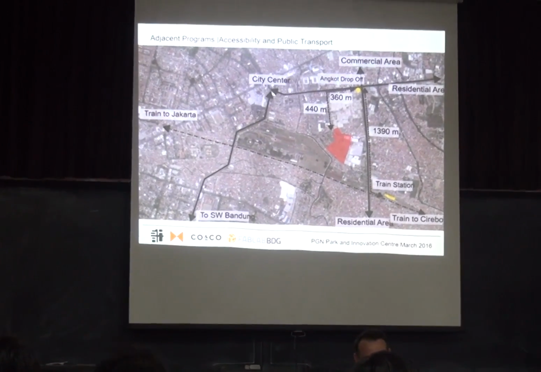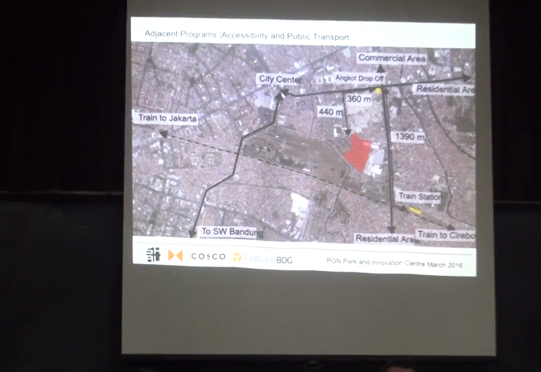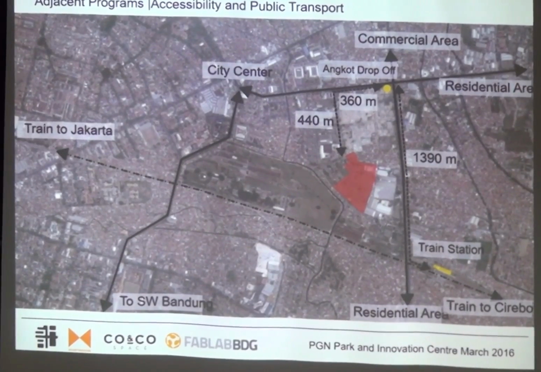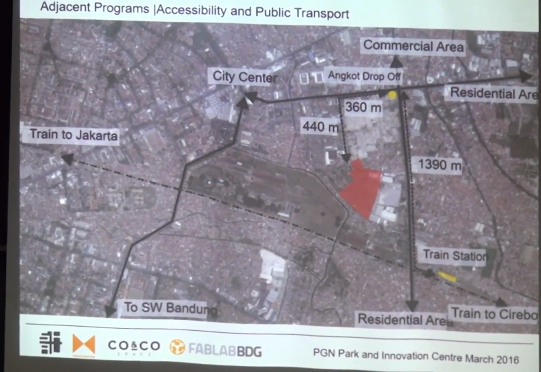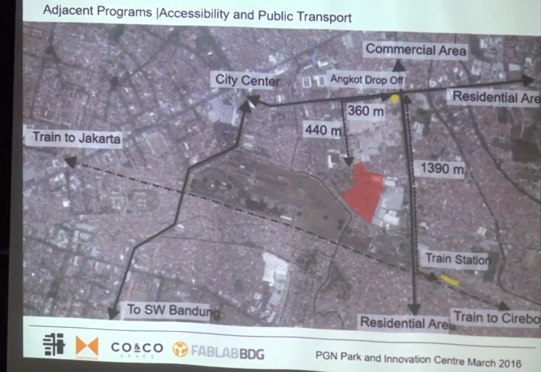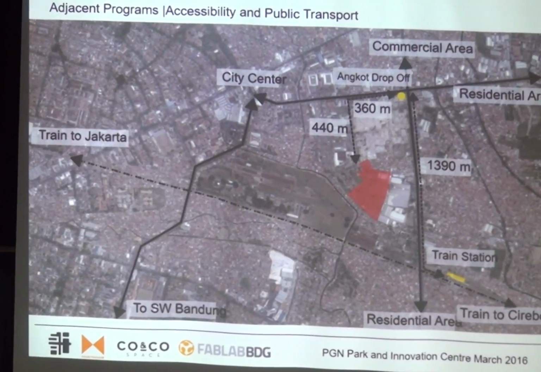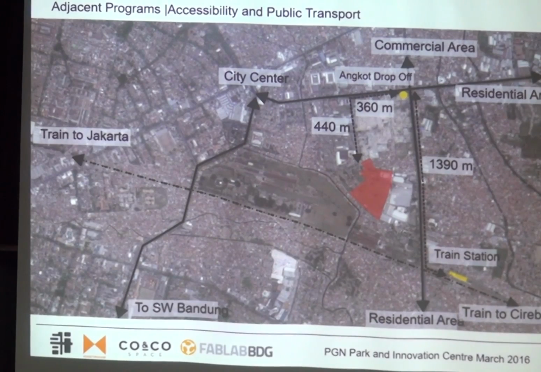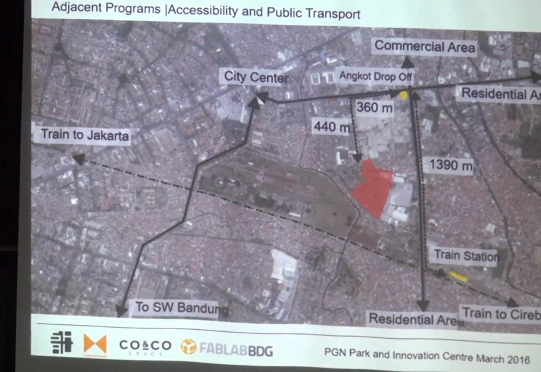So yeah. Now, in order to activate this place, a rule of thumb: people walk maybe maximum 200 meters. After that, it becomes a little bit uncomfortable. So we need to think about public transportation or shuttle buses from the station, university, to get people into the location, because the location as such is a little bit secluded.